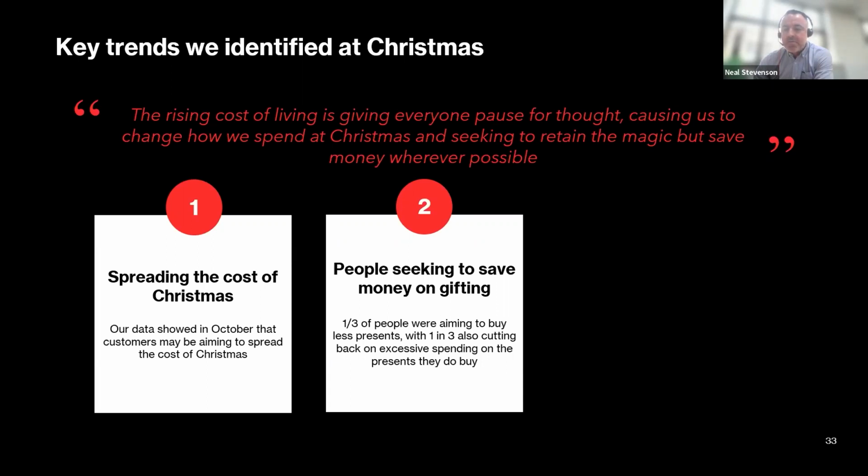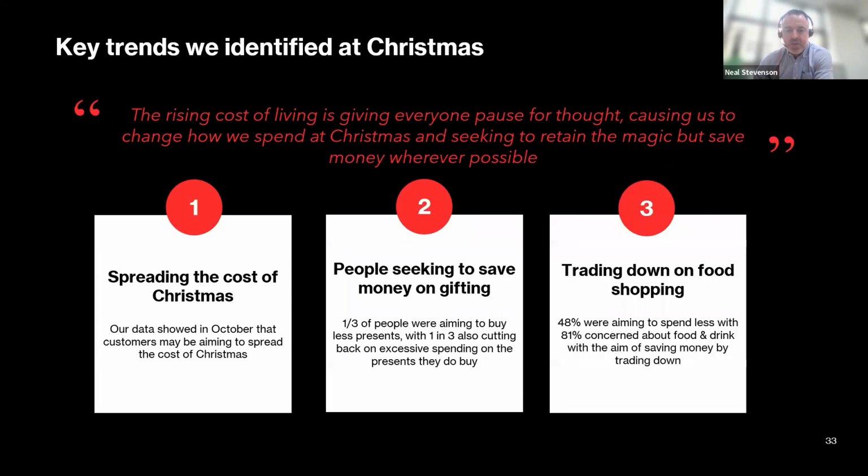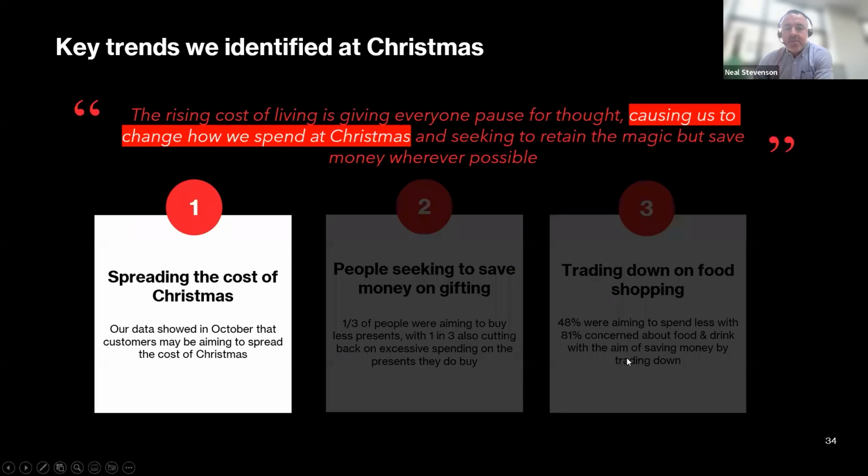And interestingly, did customers also try and retain the experiential magic of Christmas at the same time as trying to save money? And finally, consumers told us they would trade down on their Christmas food shop, either by switching brands or trading into own label. So let's firstly look at whether consumers spread the cost of Christmas over a longer period in 2022 or left it to the last minute.